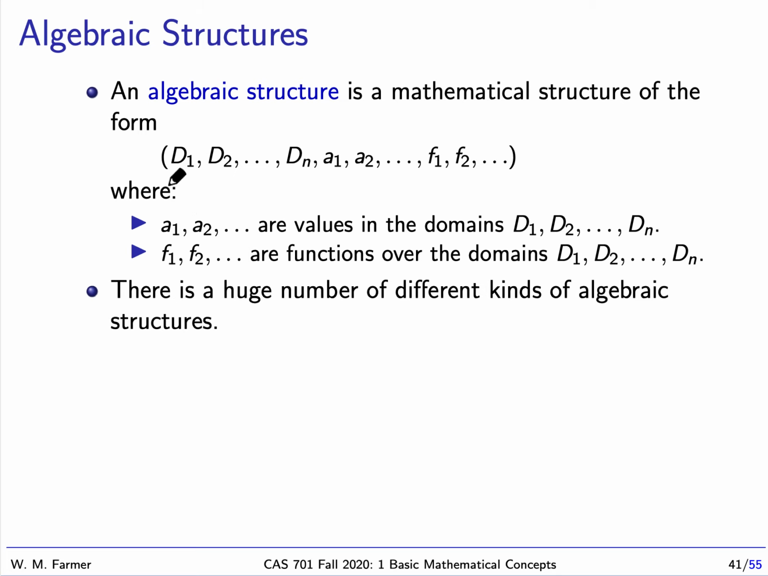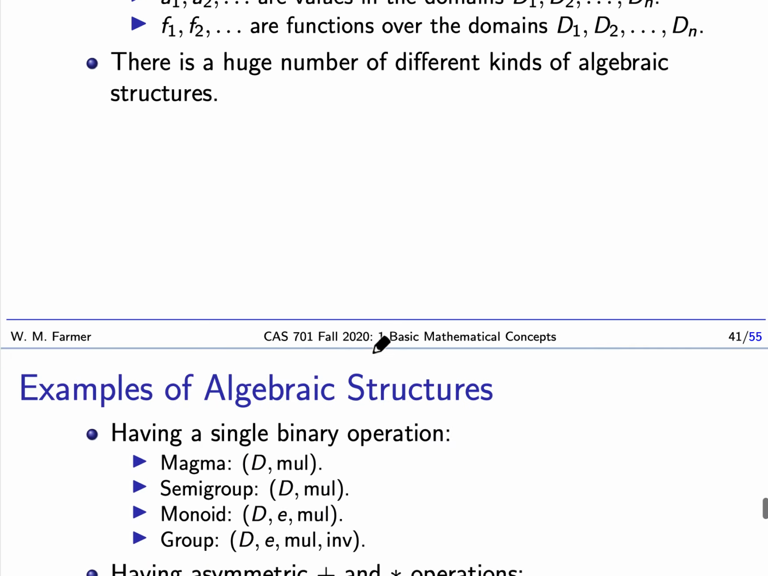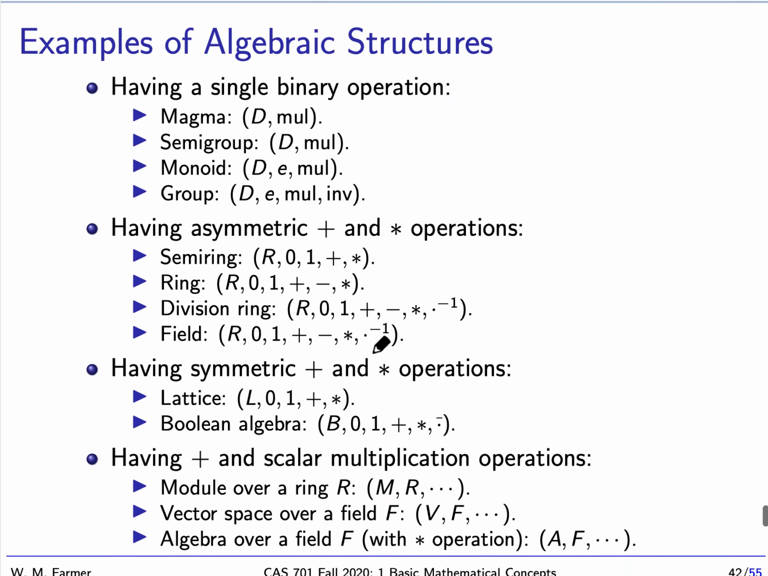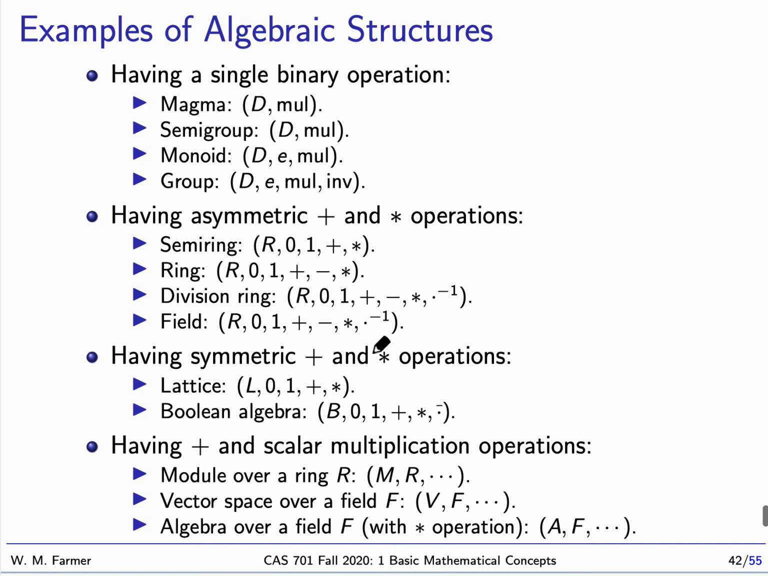We see here it has a finite set of domains like all mathematical structures, a set of elements or values in the domains, and a set of functions over the domains. Usually in an algebraic structure there will be just one domain. So there's many different kinds of algebraic structures. I've given some well-known examples in this slide, and there's many more. These are just some of the most well-known.